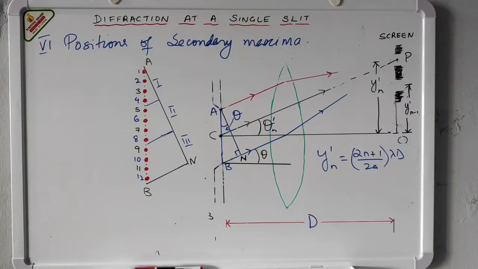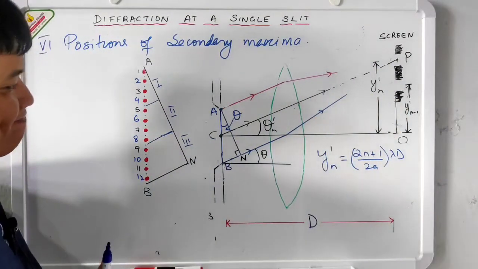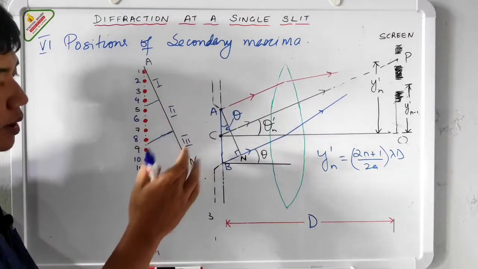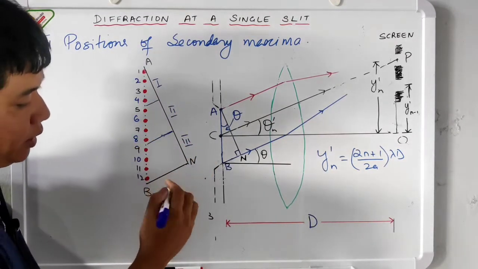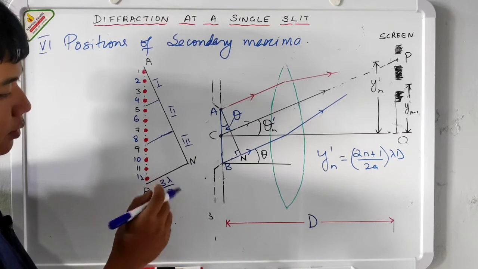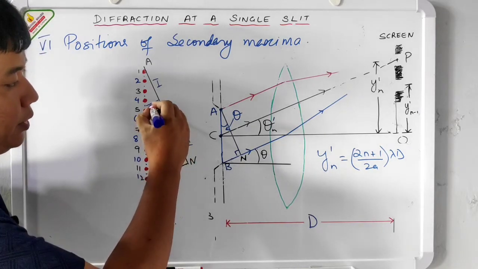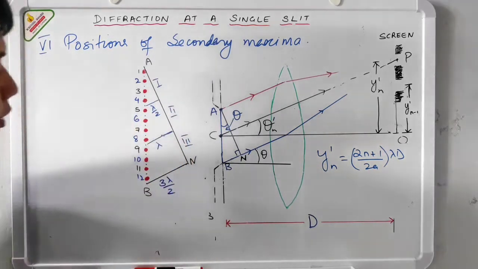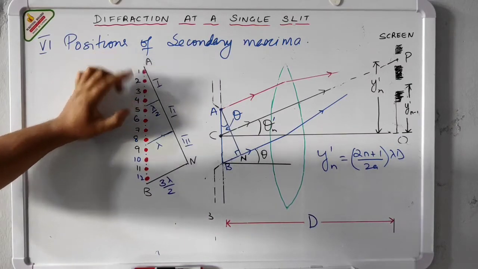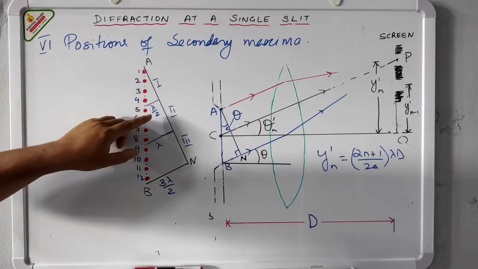Now let us try to find the positions of the secondary maxima. To get maxima on the screen, we have to divide the slit into 3 equal parts, part 1, part 2 and part 3, such that Bn is equal to 3 lambda by 2 for the first secondary maximum. If this is 3 lambda by 2, this will be 2 lambda by 2, that is lambda. This will be lambda by 2. It means if we consider the wavelets at these two positions, at A and this position, they will produce waves of path difference lambda by 2.